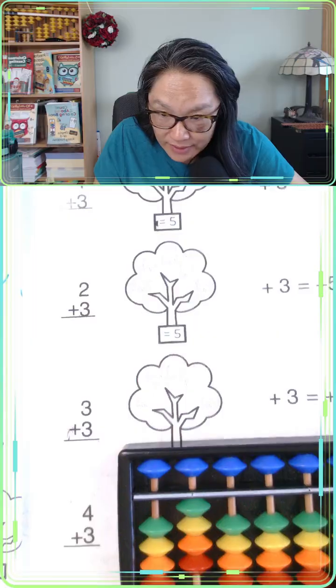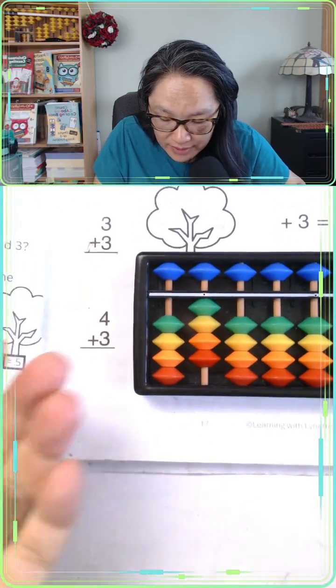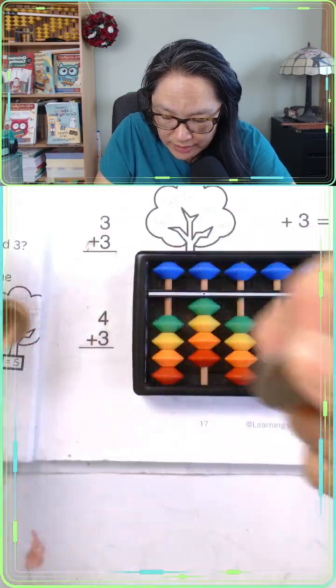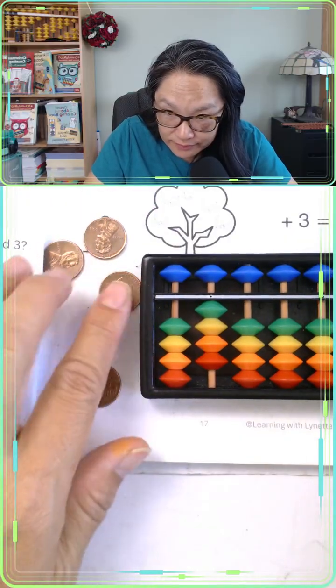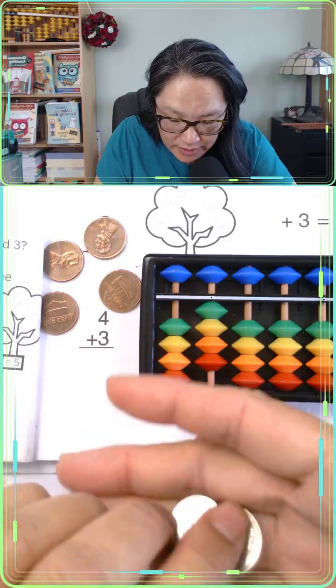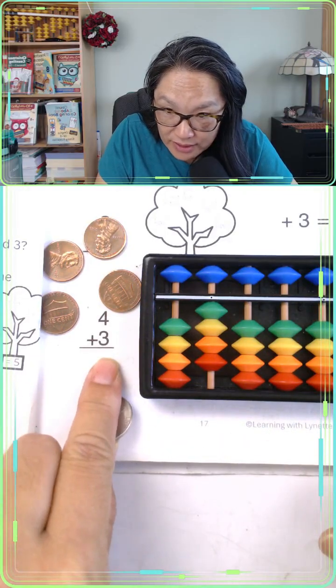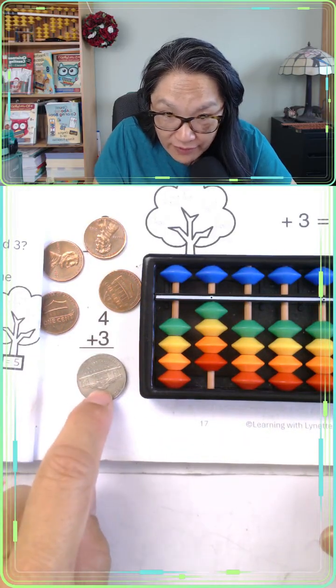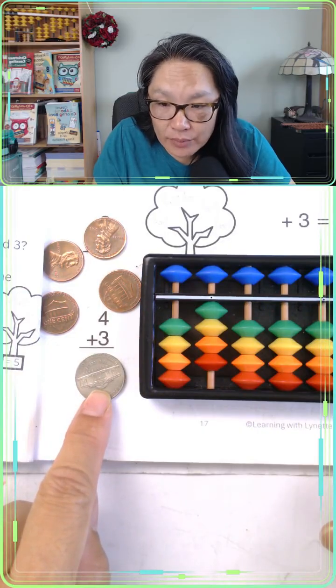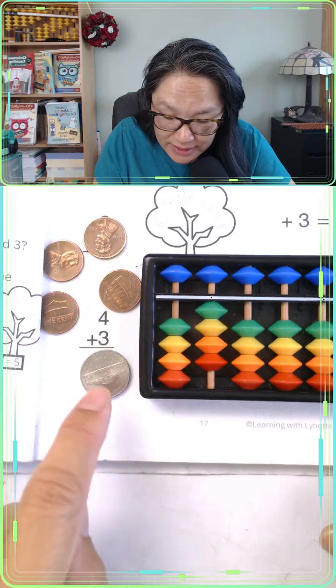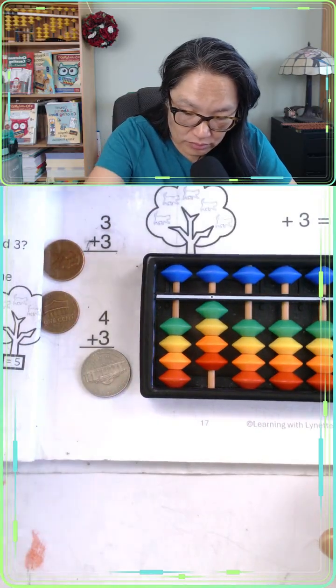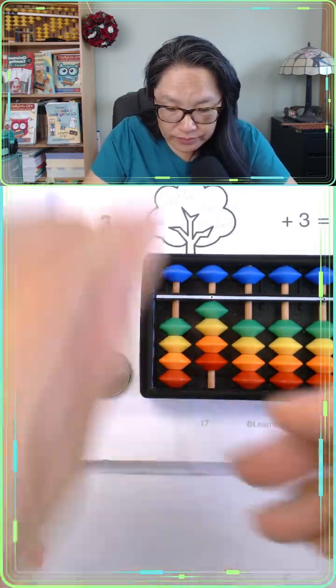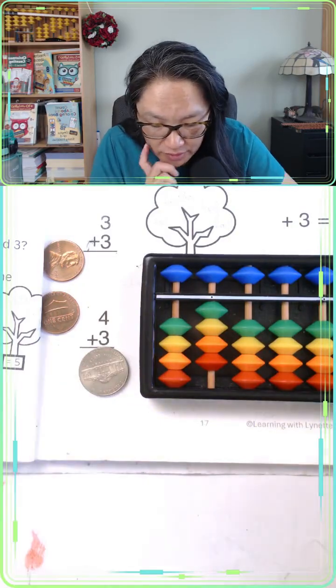I have 4 on my abacus, right? Oh, I need 4 pennies. So I have 4 on my abacus. What I need to do is add the 3, but guess what? I don't have enough beads, so I have my 5 cents. Because I have 5 cents, I need to take away 2. So I take away the 2. My answer is 7.